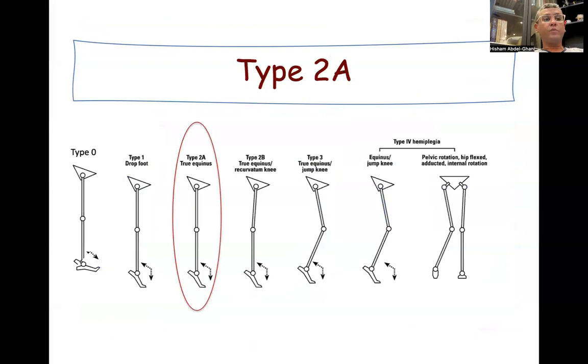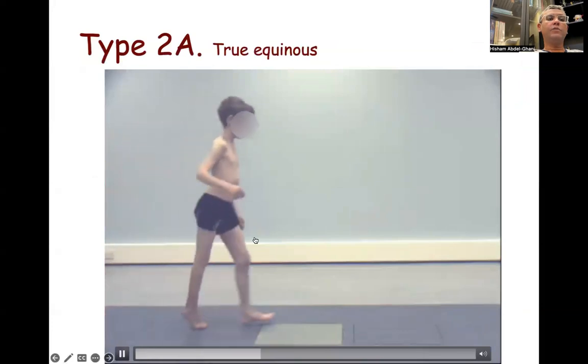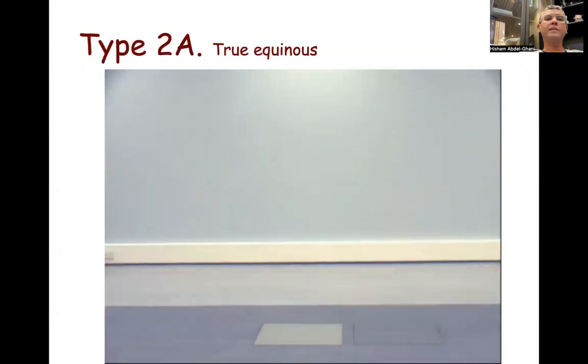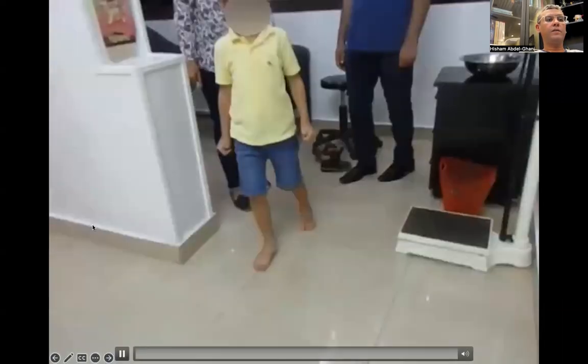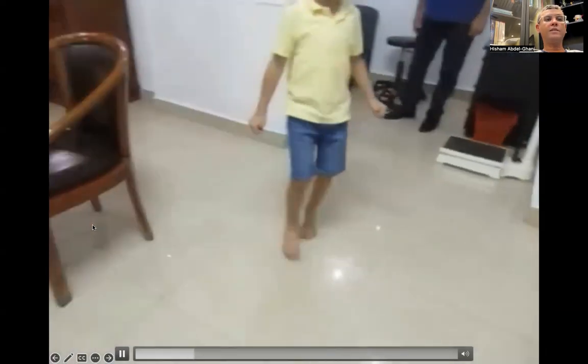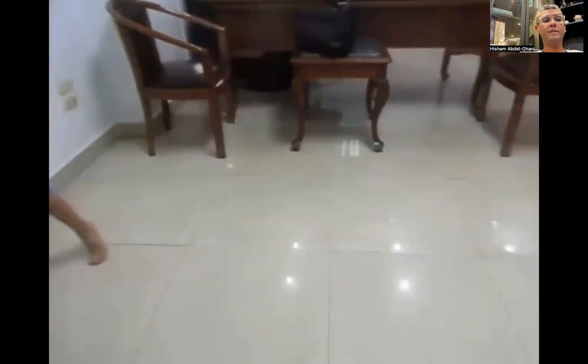Type 2. Type 2 is true equinus. And this true equinus may be associated with straight knee during mid-stance or recurvatum knee during mid-stance. This is type 2A, which is true equinus with full knee extension during mid-stance. Another example, true equinus, and the child is able to fully extend the knee during the mid-stance.